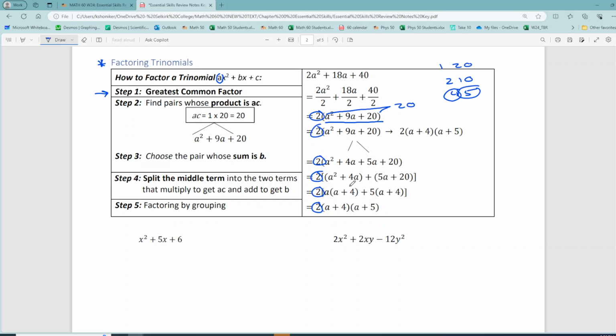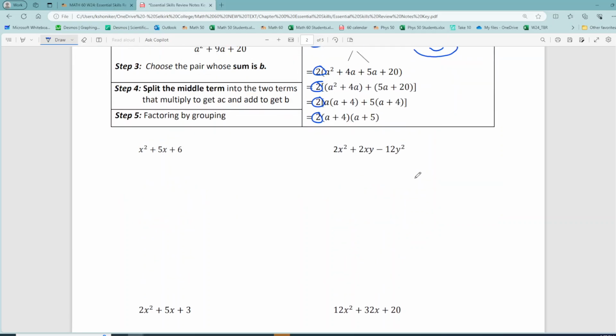But if the coefficient on the a squared term is a 1, the two numbers that multiply to give you 20 and add to give you 9 get to go straight into the brackets, because when you're multiplying this through, you've got a times a is a squared. So really, this is what's going to give you 9a, and this is what's going to give you 20, versus one that has a number in front, which I'll show you in a bit. So let's try these two questions first.